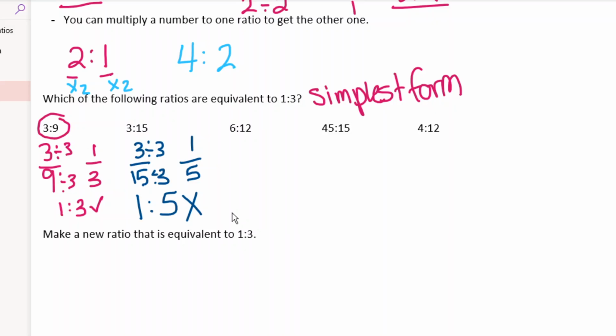All right. 6-to-12. Something that goes into 6 and also 12. Let's choose 6. All right, 6 divided by 6 is 1, 12 divided by 6 is 2, 1-to-2 is not 1-to-3, so that one's no good.